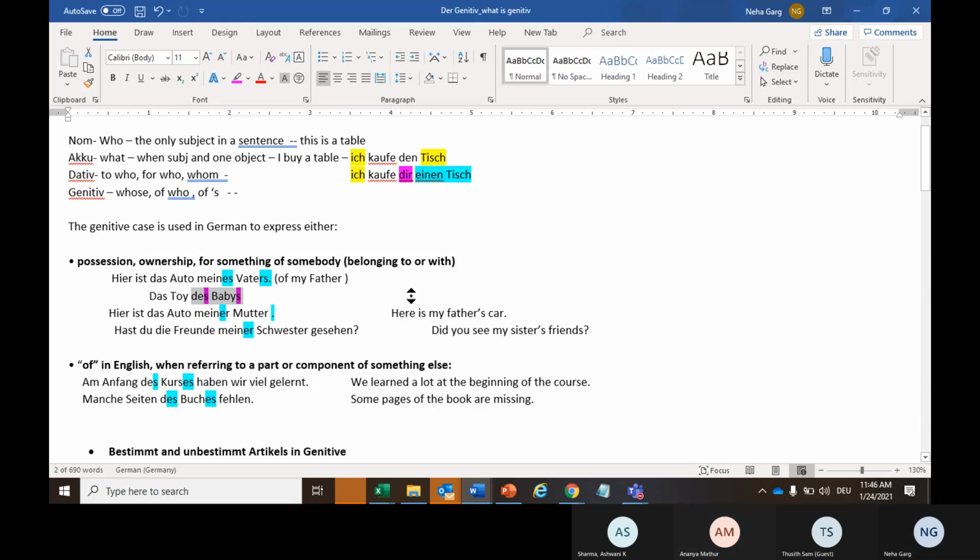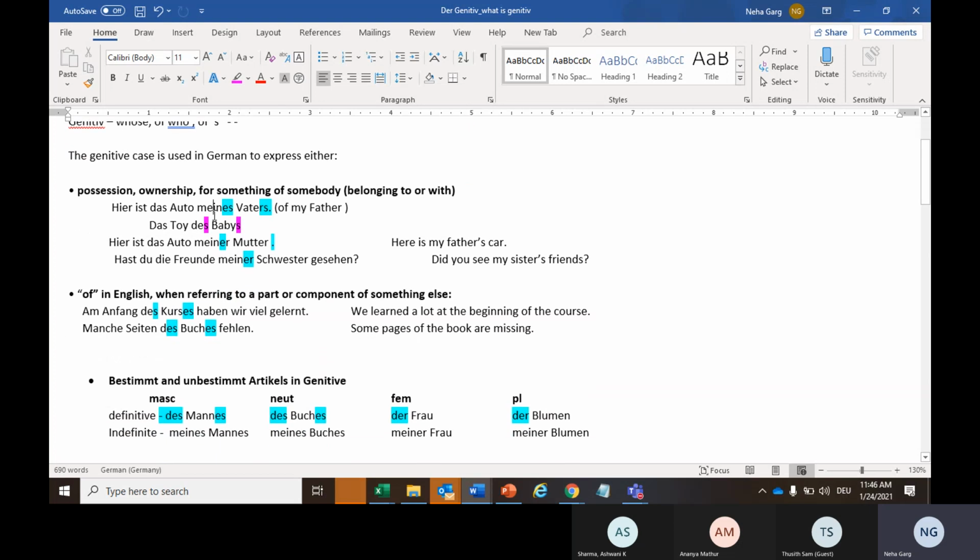Okay, now let's see some of the examples and then the confusion will be cleared. Now, hast du die Freunde meiner Schwester gesehen? Here's the meaning: have you seen the friends of my sister? So, of my sister is the genitive case here. Schwester is feminine, so it will be meiner. Mine plus er. Meiner Schwester.